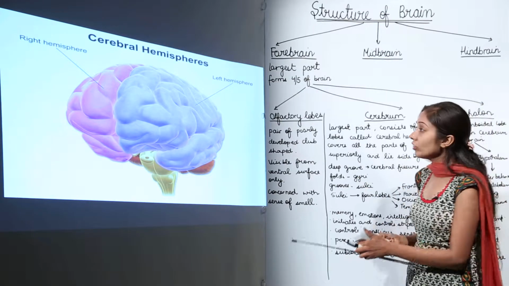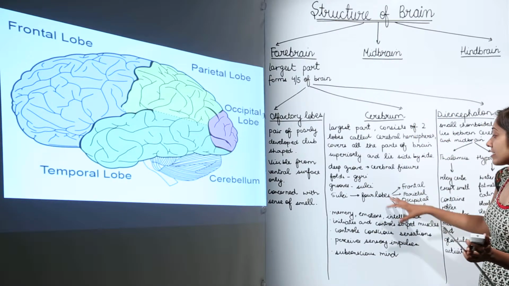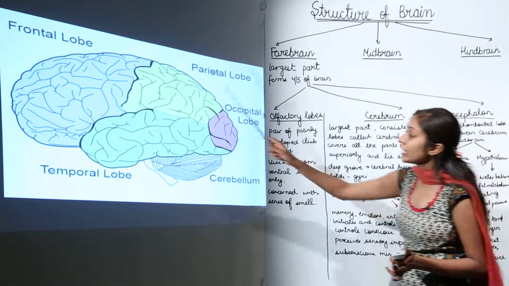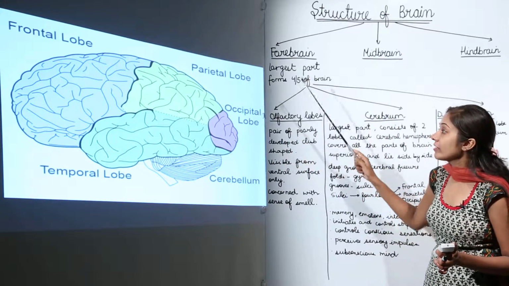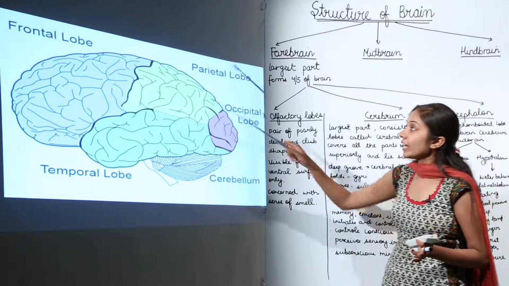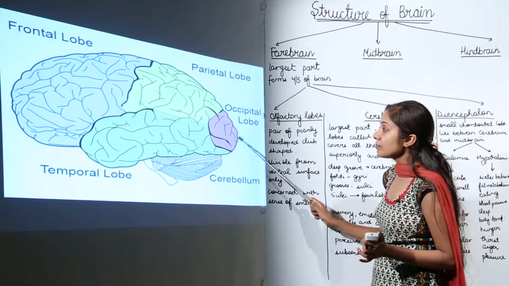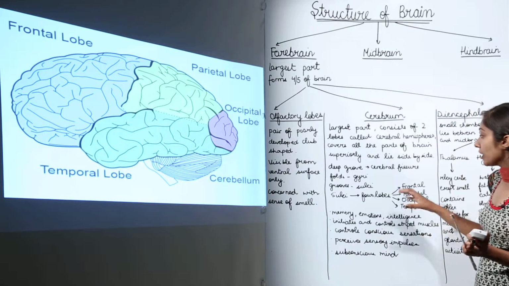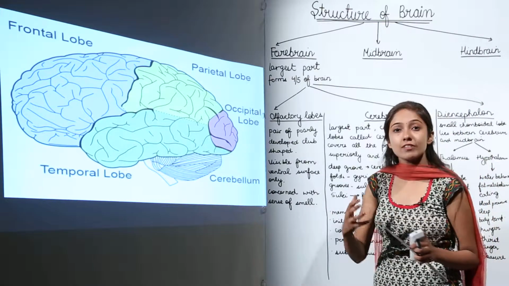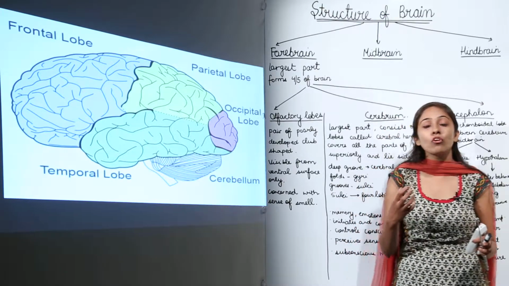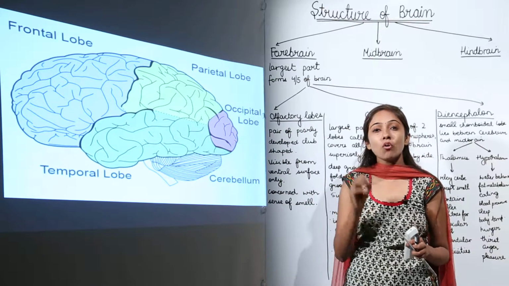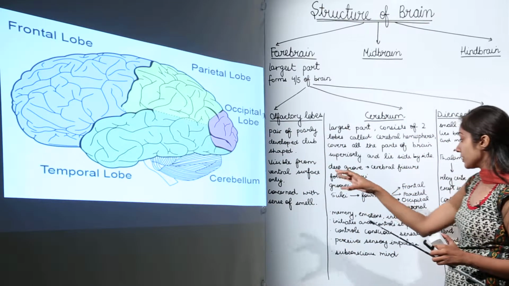Now, the sulci divide the hemispheres into four lobes. We have the frontal lobe, parietal lobe, occipital lobe and temporal lobe. These folds and grooves increase the surface area so that more and more neurons can be accommodated.